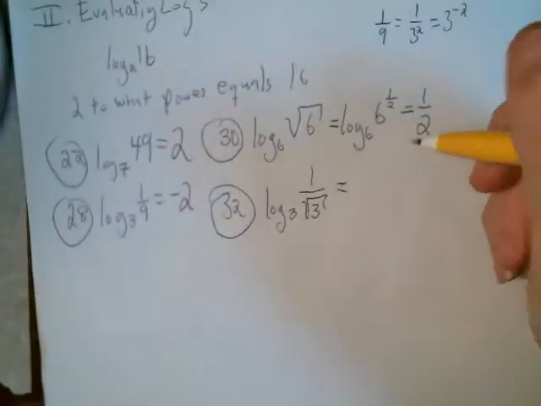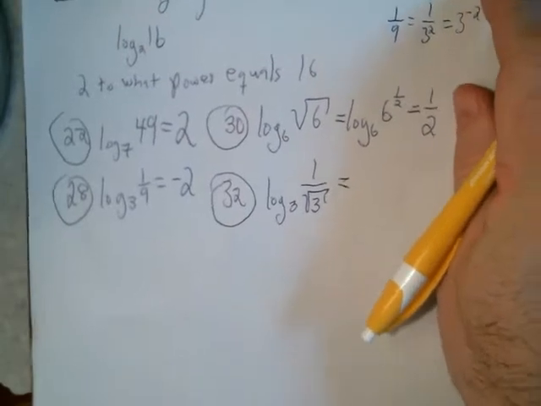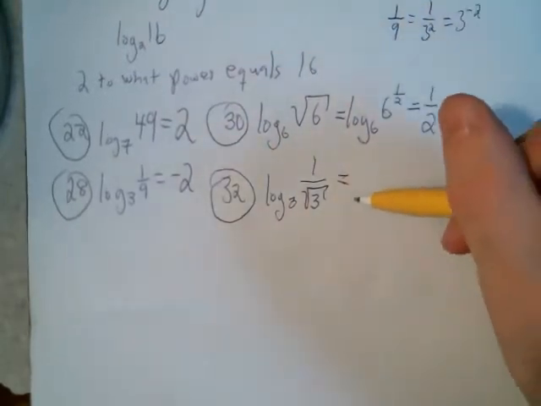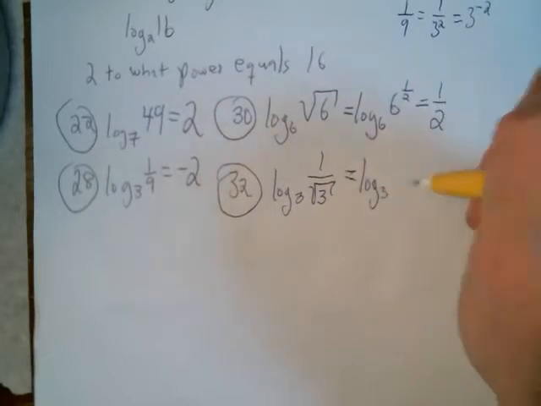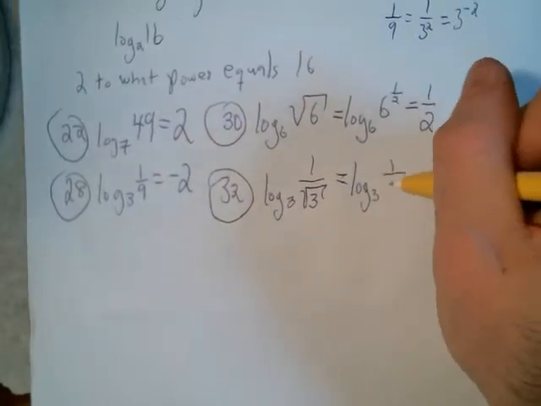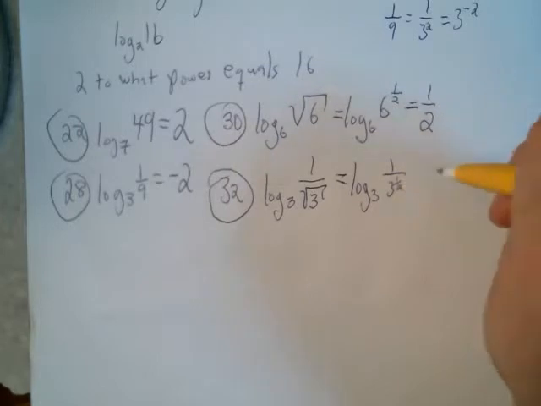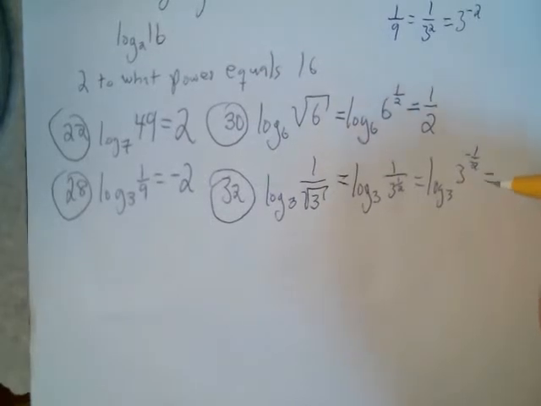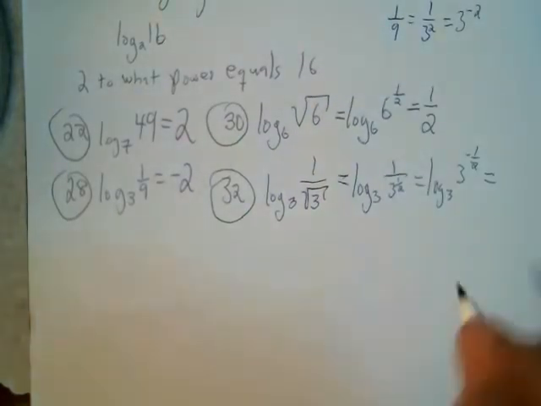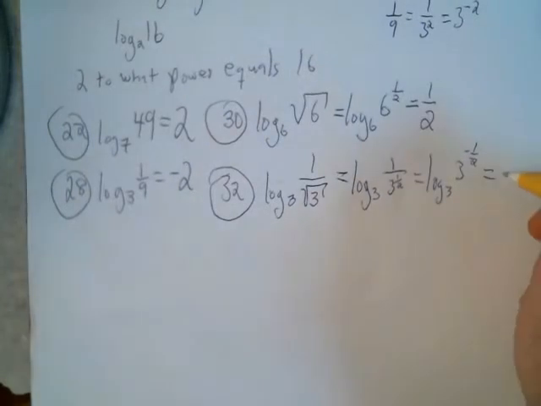And you can think through these in your head now. 3 to what power is 1 over radical 3? That'll be negative 1/2. If you don't see that, you can always try to rewrite it a little bit. This is the same as 1 over 3 to the 1/2. And that's equal to log base 3 of 3 to the negative 1/2. And then it's quite clear. 3 to what power is 3 to the negative 1/2? Well, negative 1/2.